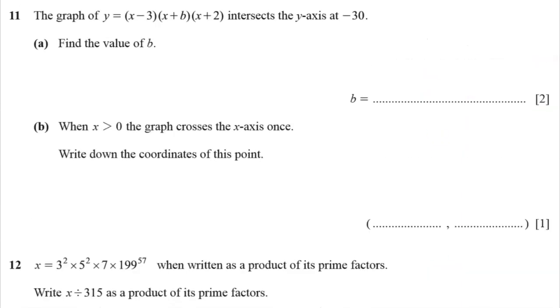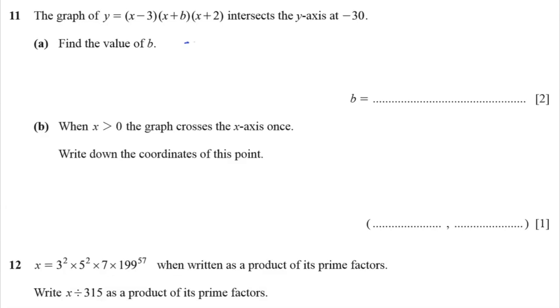So question 11, there's a graph y equals x minus 3 times x plus b times x plus 2, and it intersects the y-axis at negative 30. What is the value of b? Well, when it intersects the y-axis, we know x is 0. So x is 0, y is negative 30. Why don't we just use those 2 values, put them into the equation, and see what works out?